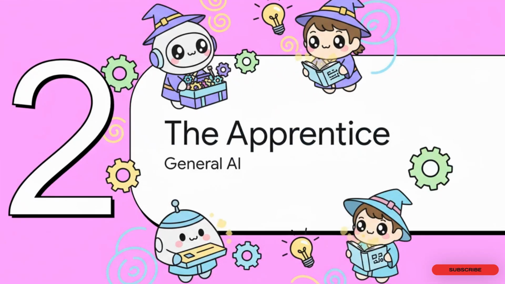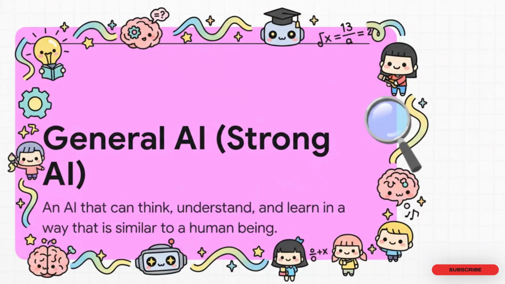Okay, so if narrow AI is the specialist, what's the next level up? Well, that would be the apprentice. And this is where we get into the really cool idea of artificial general intelligence, or just general AI. General AI, which is also known as strong AI, is this concept of a machine that has the ability to think, to understand, and to learn in a way that's pretty much like a human.